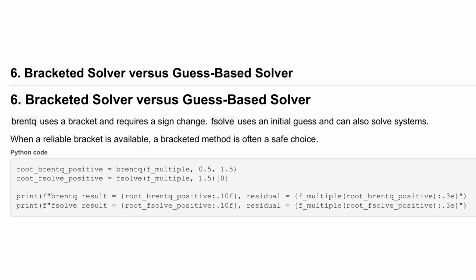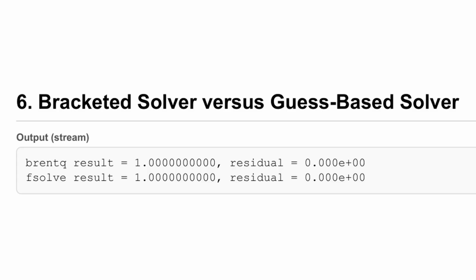So, which solver should you choose? If you have a clear interval where the function changes sign, brentq is typically the most reliable choice. However, fsolve is necessary when you move beyond a single variable to a system of equations. In this specific test, both methods yield the exact same root at +1.